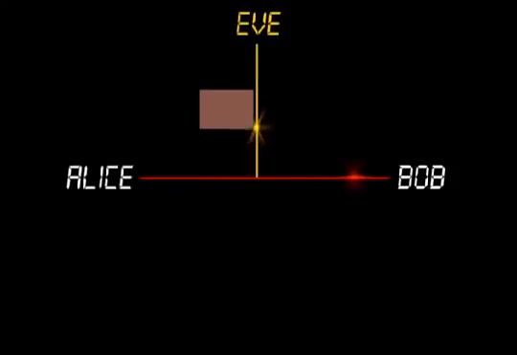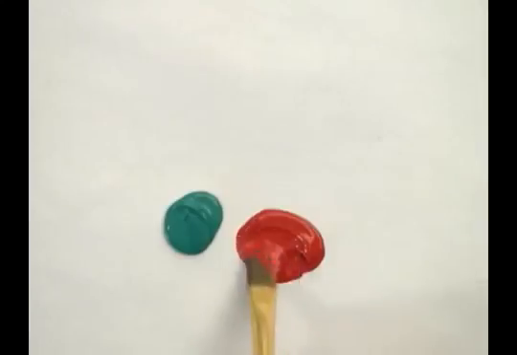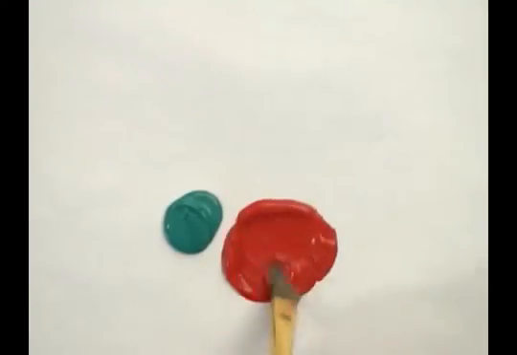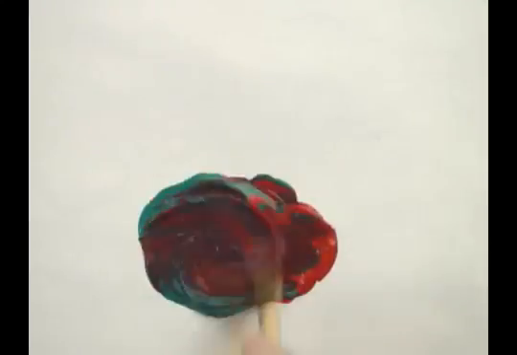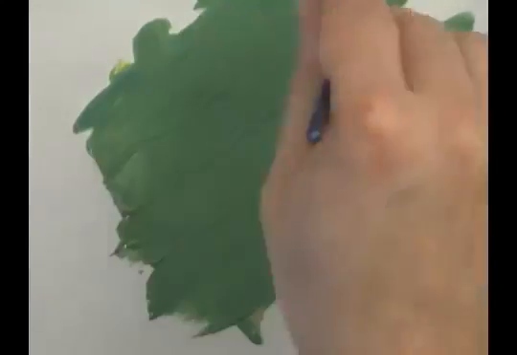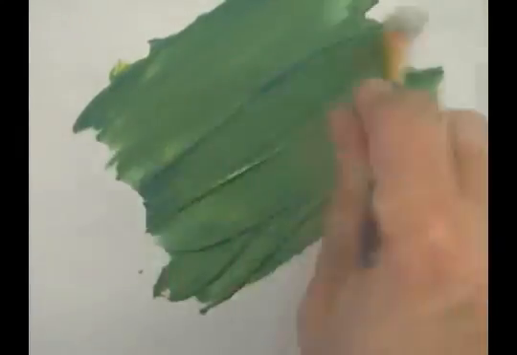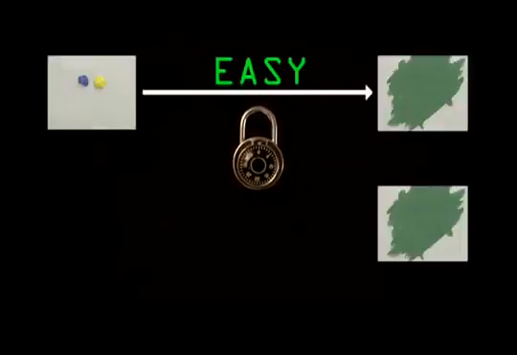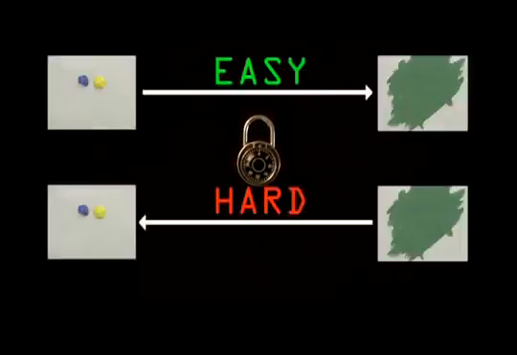So how could Alice and Bob agree on a secret color without Eve finding it out? The trick is based on two facts. One, it's easy to mix two colors together to make a third color. And two, given a mixed color, it's hard to reverse it in order to find the exact original colors. This is the basis for a lock, easy in one direction, hard in the reverse direction. This is known as a one-way function.